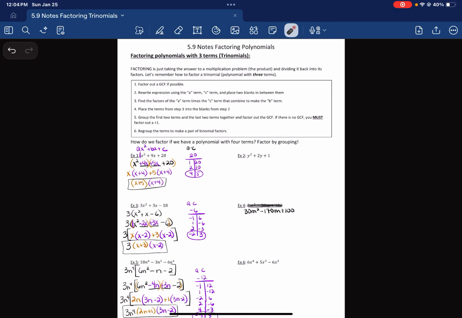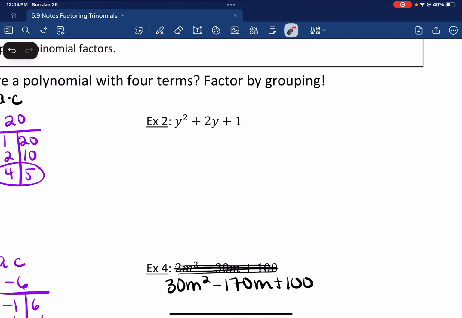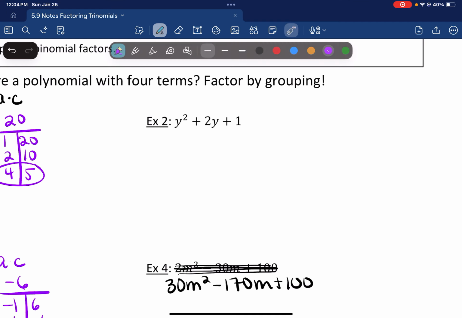All right, we're still factoring trinomials, but this time I'm going to show you the divide and slide method. So for this first example, it says y squared plus 2y plus 1. Remember that anytime you have a variable with no coefficient, it's an understood 1 as your coefficient. So this is 1y squared.